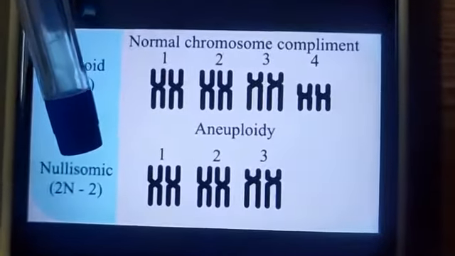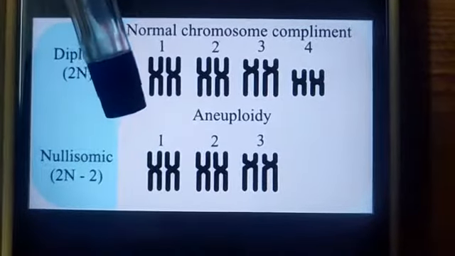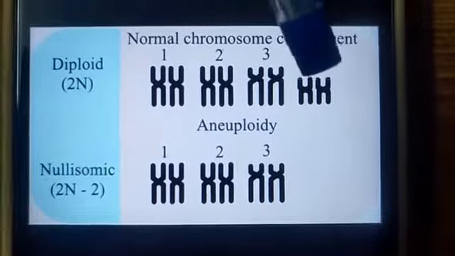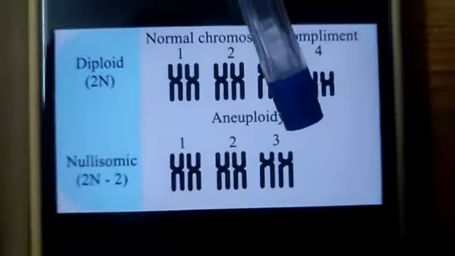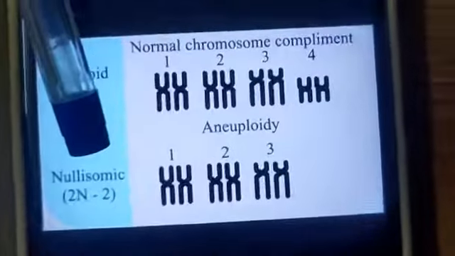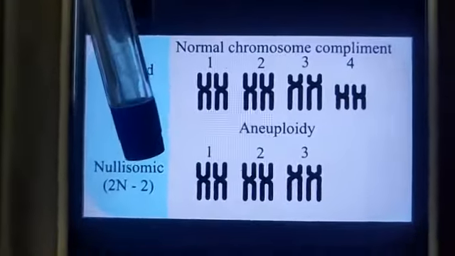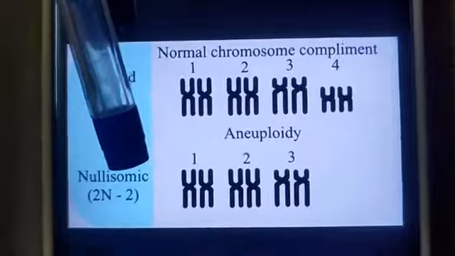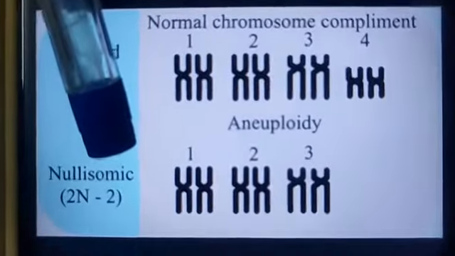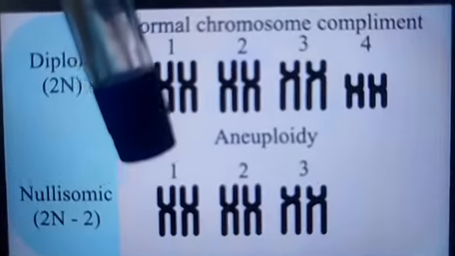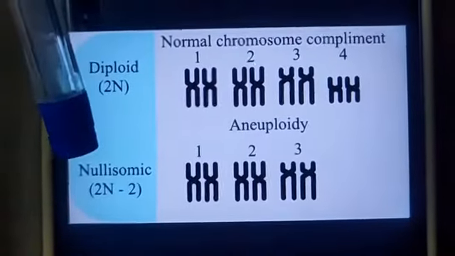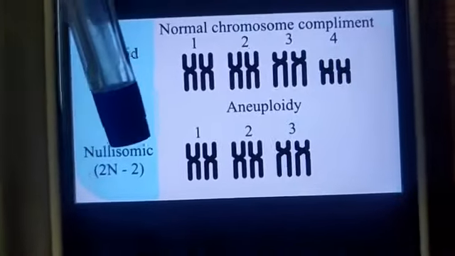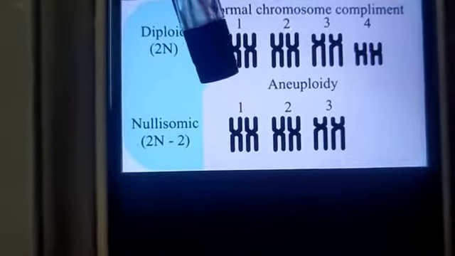What is meant by nullisomy? A loss of a homologous pair from a diploid set of chromosomes is called a nullisomy. Nullisomy is represented by 2n minus 2. Sometimes two homologous pairs are lost from a diploid set, which is called a double nullisomy. Double nullisomy is represented by 2n minus 2 minus 2.